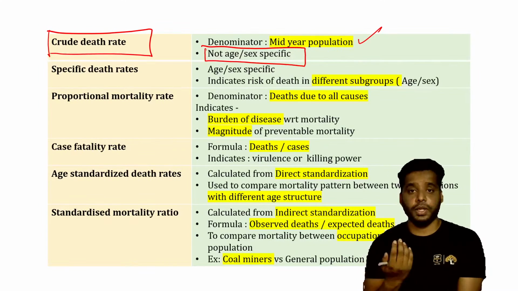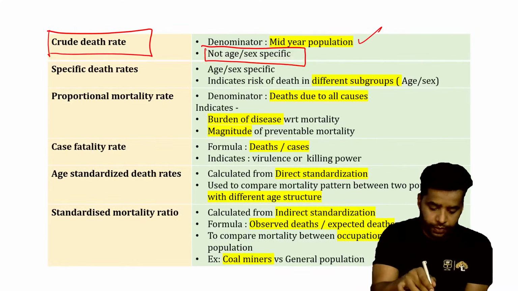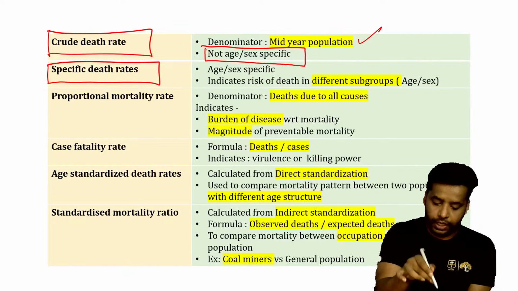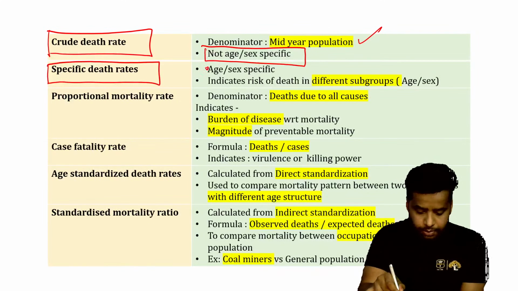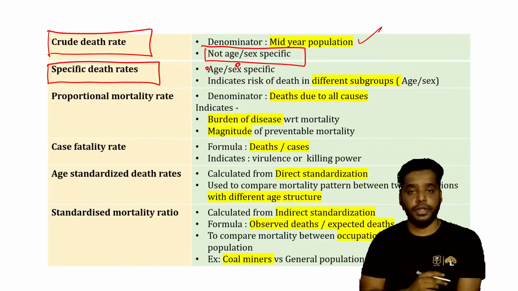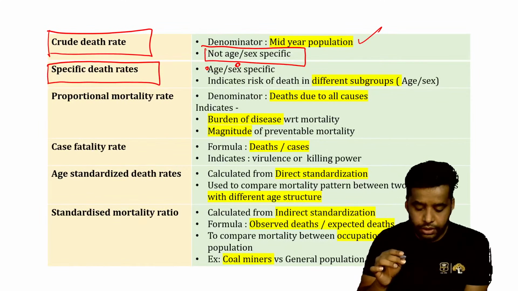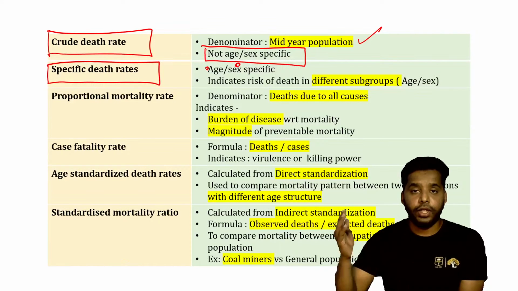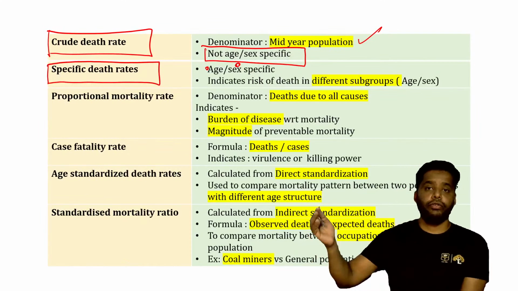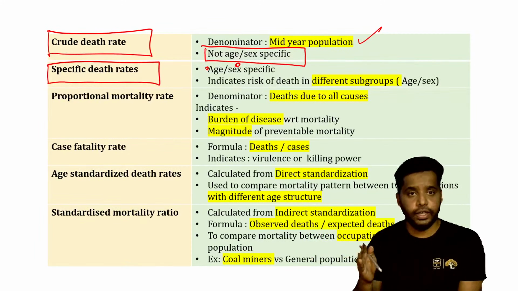If I make it specific, age wise and sex wise, that becomes specific death rates. Age specific death rate and sex specific death rate. Within this age group, how many are dying? Within males, what is the risk of death? Within females, what is the risk of death? That is a totally different thing.